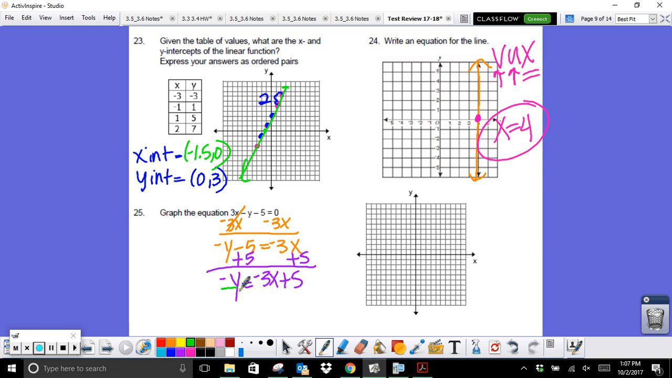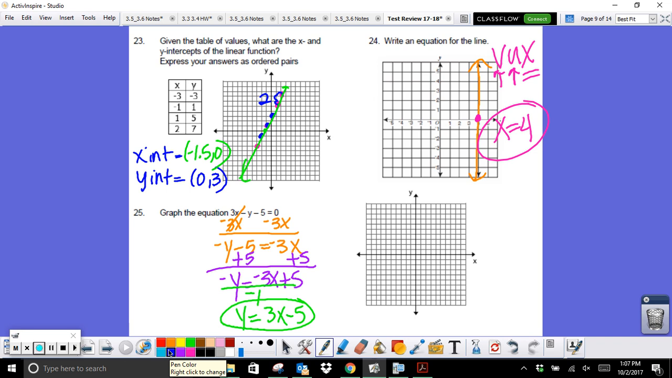Okay, I don't want a negative y, I want a positive y. So I'm going to divide everything by a negative 1. And that gets me y equals 3x minus 5. This is a review problem here. If we have you graph on this test, it's probably going to be using the x and y intercepts. So you really need to make sure you know that more.